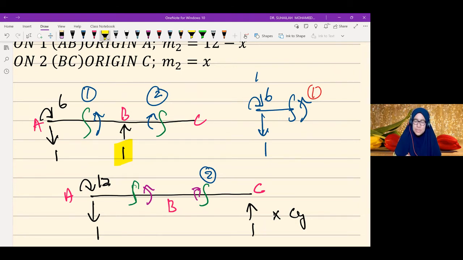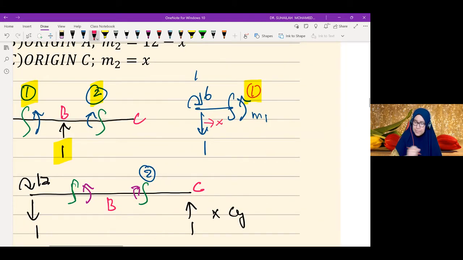So we have two sections. For section number 1, this is M1. So we get the moment equation. It is 6 minus X because X is located here.